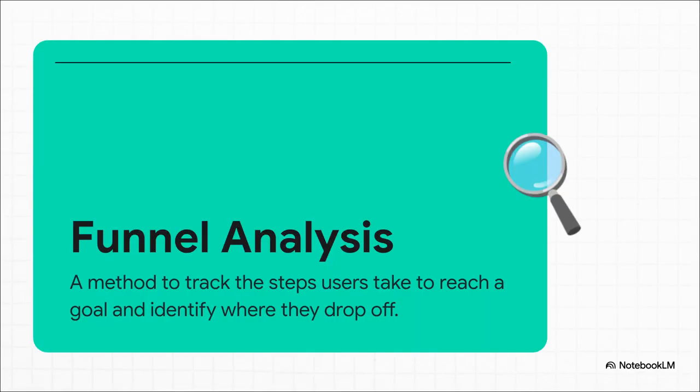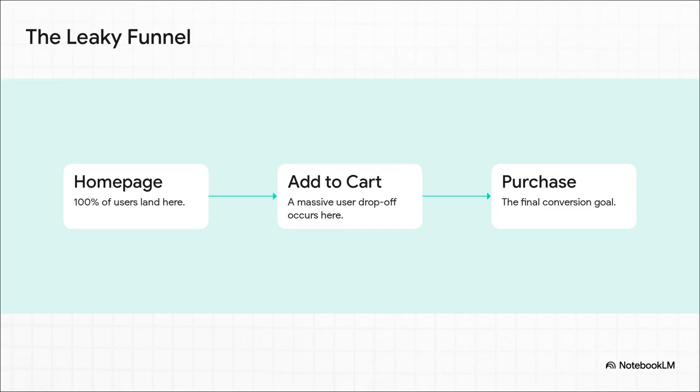To figure out where all this frustration was happening, the analysts turned to a technique called funnel analysis. It basically lets you map out the perfect customer journey, from the homepage all the way to checkout, and see exactly where people are getting stuck and bailing. And the funnel analysis immediately found the leak. There was a huge drop-off right at the start of the journey, between people landing on the homepage and taking that very first crucial step, adding something to their cart.